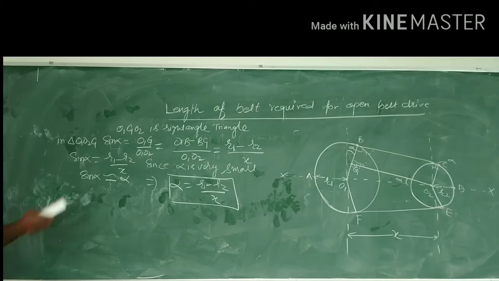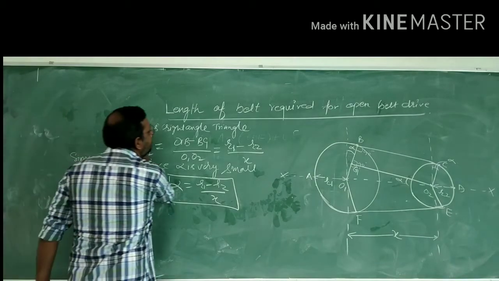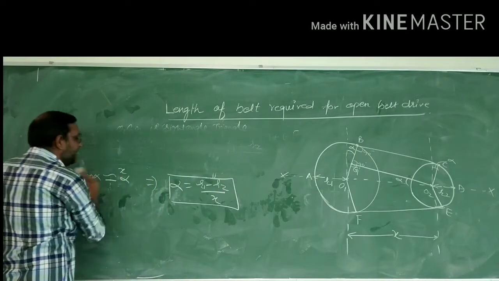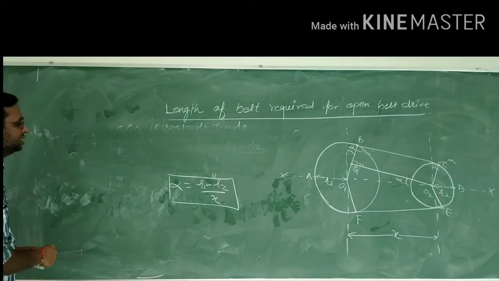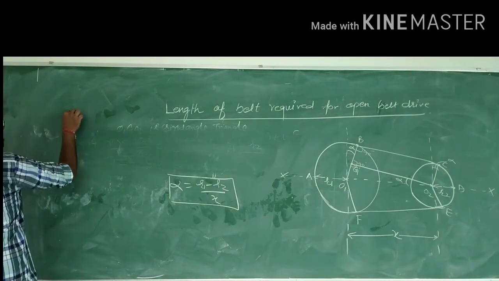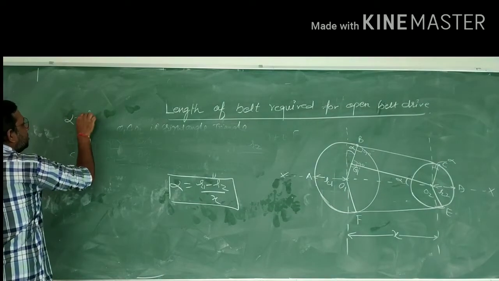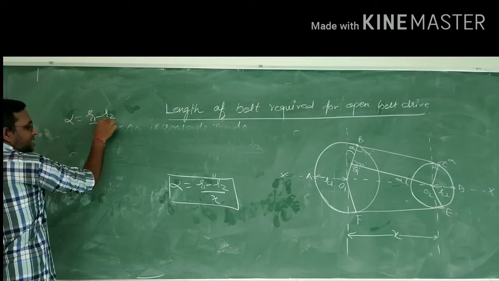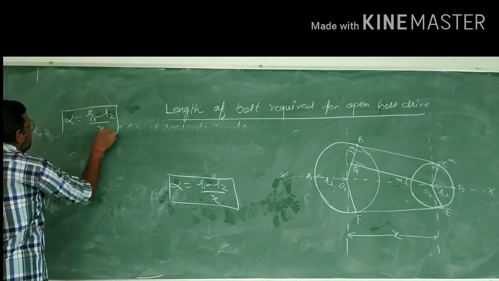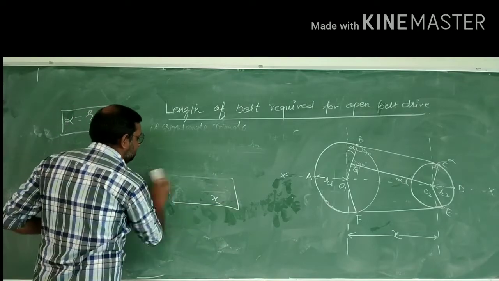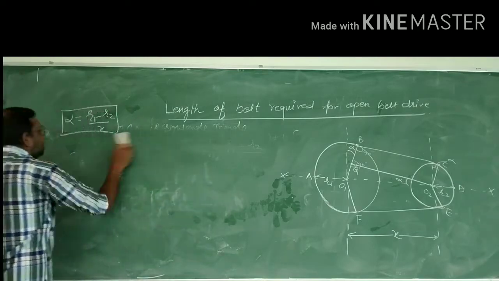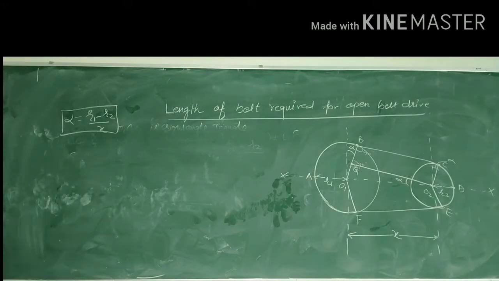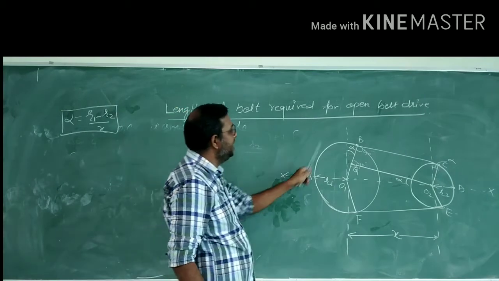Okay. So I am just going to rub this. What we have? Alpha. So we just write it over here. Alpha would be equal to R1 minus R2 by X. This is our initial formula that we will use further. Okay. Now we need to find out arc length AB.